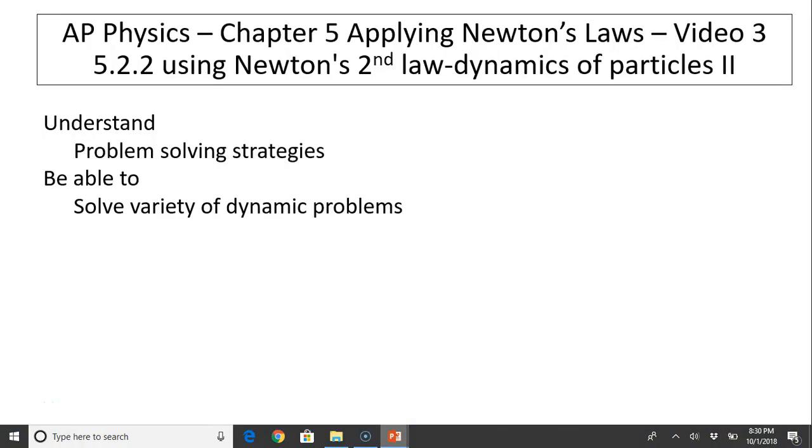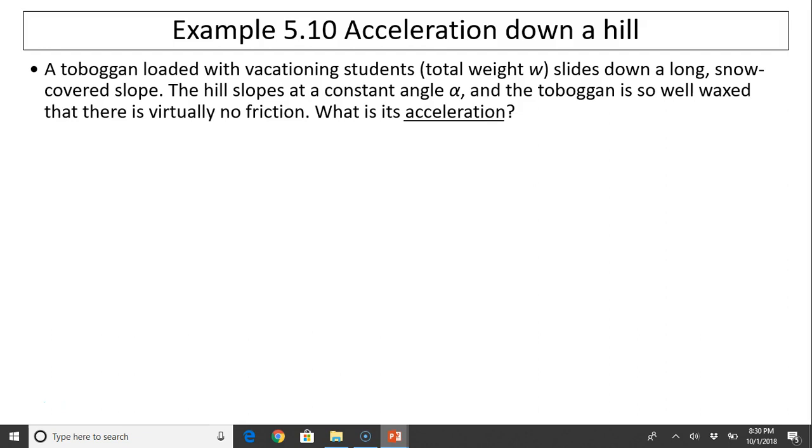This is AP Physics Chapter 5, Applying Newton's Laws, Video 3. Today's topic is Using Newton's Second Law, Dynamics of Particles, Part 2. Objectives are to understand problem-solving strategies and be able to solve a variety of dynamic problems. Let's continue with more examples.